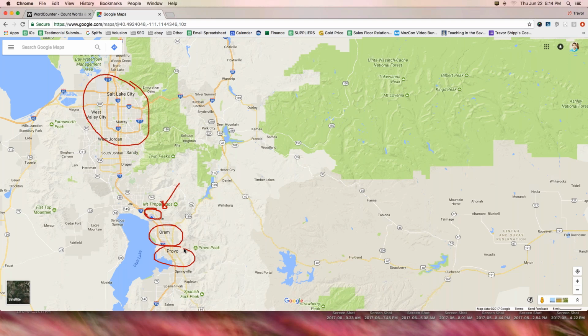Here's why I show you the relative size. Would you say there are more people or fewer people who type in daycare Pleasant Grove versus daycare Salt Lake City? Are there more people typing in daycare Salt Lake City or more people typing in daycare Pleasant Grove?